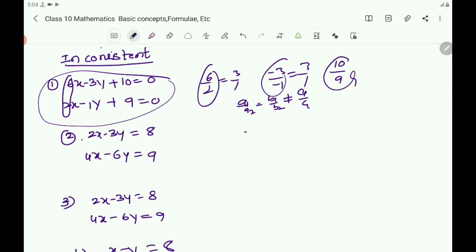Now you take the second one also. Find a1 by a2, that is 2 by 4. You got 1 by 2, minus 3 by minus 6, then also 1 by 2. But here 8 by 9 is different, so that is also inconsistent.